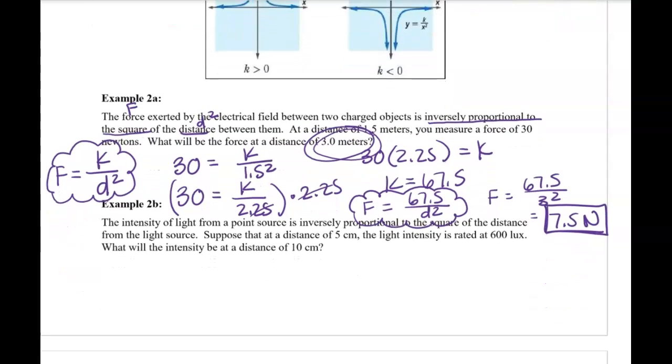Pause the video for as long as it takes for you to do this next example. Okay, I'm assuming you paused it and then you came right back, or you're like, I don't get it yet, and that's totally okay too.